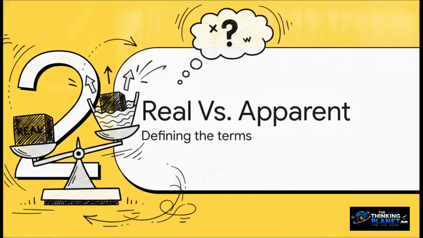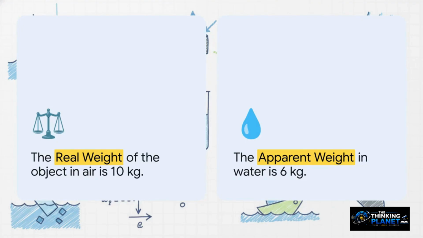Section 2, real versus apparent weight. Well, to crack this case, we really need to get our vocabulary straight first. Let's split our observations into two distinct concepts. First, we have that 10 kilogram measurement of the object when it's just hanging out in the air. That original, unaltered measurement is what we call its real weight. Then, we have that reading of 6 kilograms, which we only get while the object is actively held underwater. That reduced reading, we call its apparent weight.